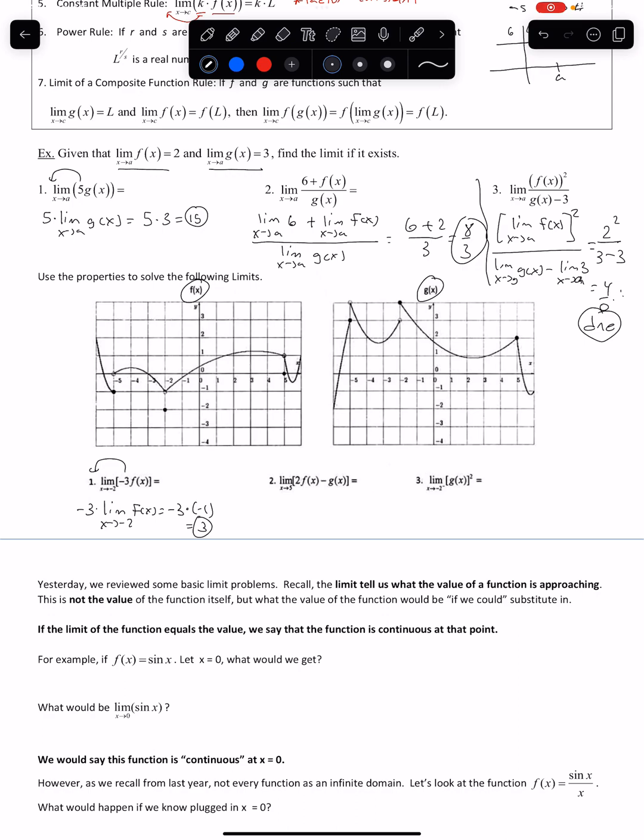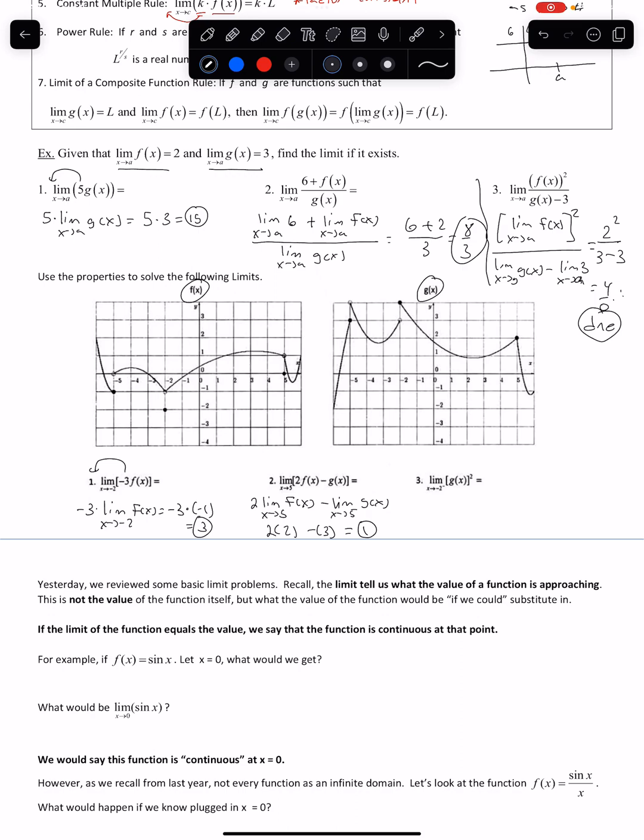Take a minute, see if you can split number 2 up. If you need to pause it, we would get 2 times the limit as x approaches 5 of f of x minus the limit as x approaches 5 of g of x. So we get 2. f of x is approaching 2, and g of x is approaching 3, so we just get 4 minus 3, of course, it's 1.